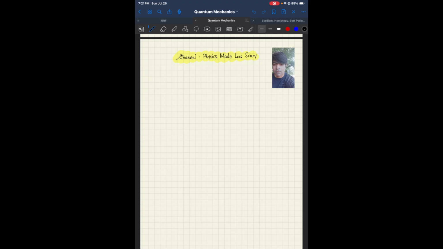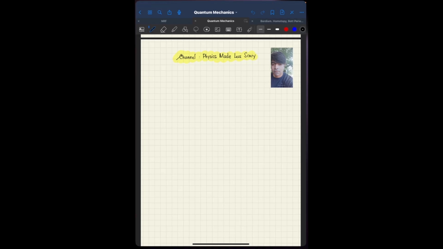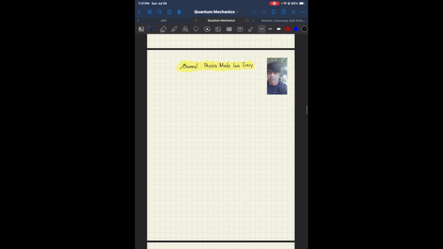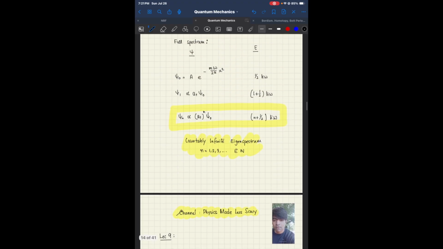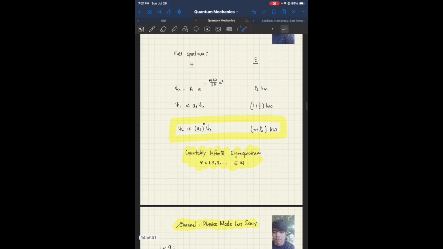So it's lecture 9 today that I want to talk about, and as promised in the last lecture, the agenda for today would be to rederive these expressions for the harmonic oscillator and this eigenspectrum using differential equations.